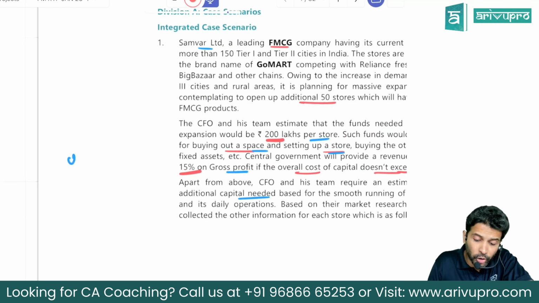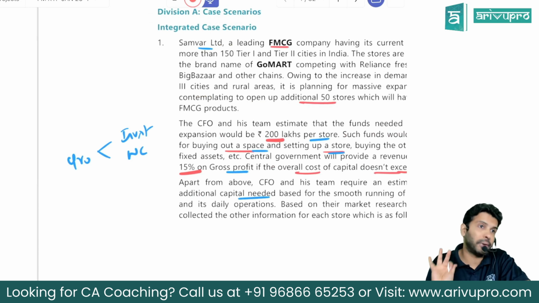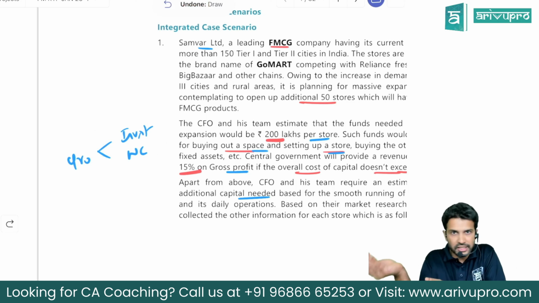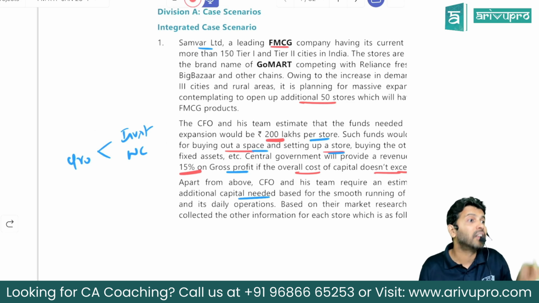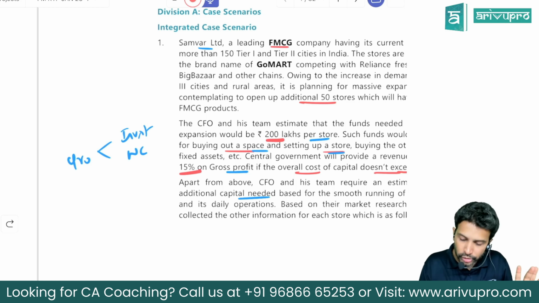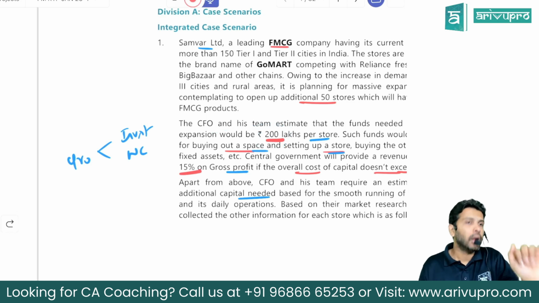At year 0, there are 2 outflows. Can someone tell me what that is? One is your investment. Another one is working capital. Yes. So initially at year 0, we need to invest in some fixed asset and store, and we also need some money for working capital. And here we have to find out the working capital. So it's not 200 lakh. It may be more. We'll see. First, we need to find out the working capital.